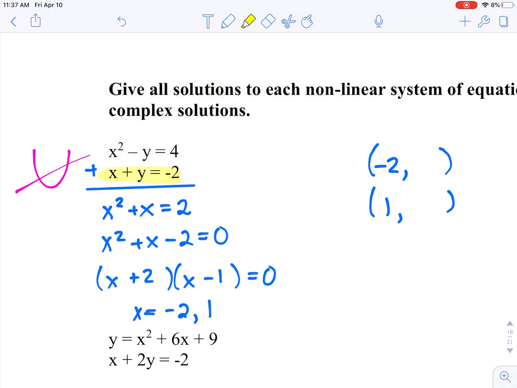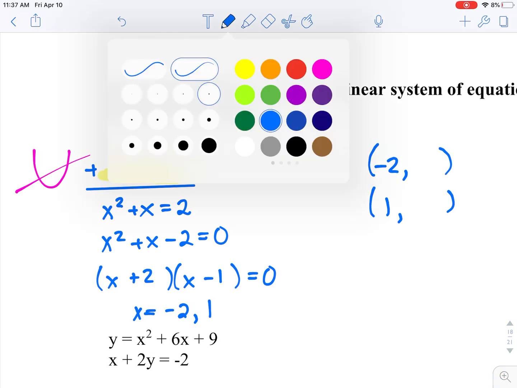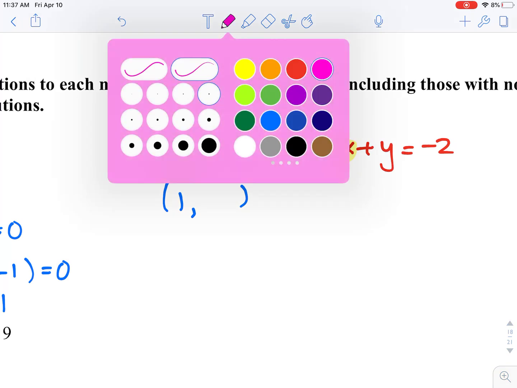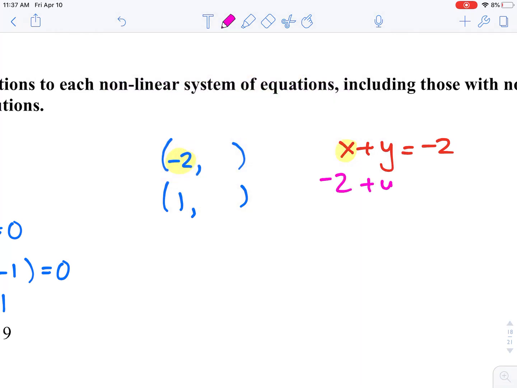Now, how do you get the y coordinate? You can pick either equation. I think I'm going to pick the bottom equation. It looks a little simpler. And so off to the side, I'm going to write x plus y equals -2. I'm going to first replace my x with -2 and then solve for my y. When I add 2 over, I end up with y equals 0.